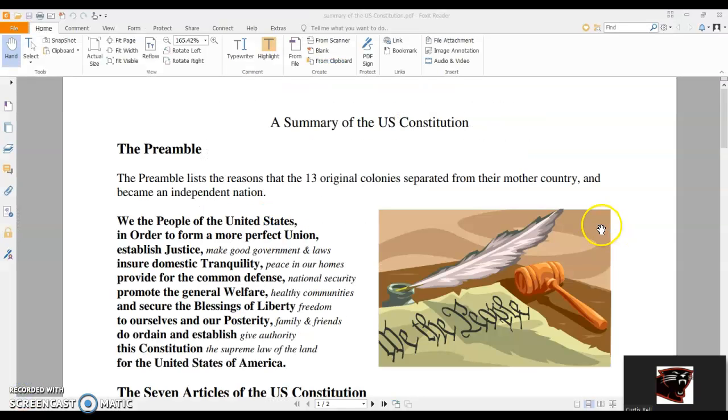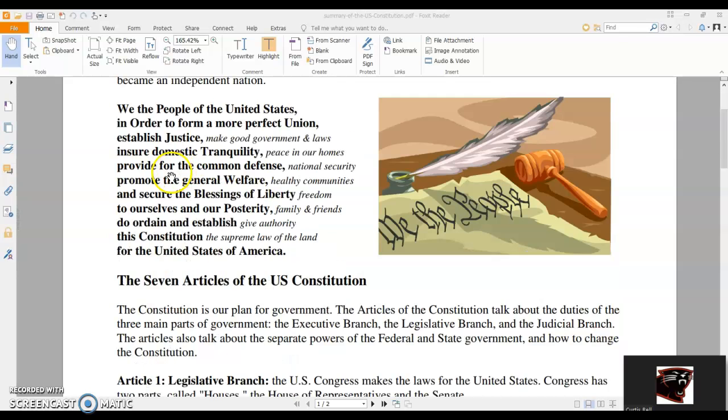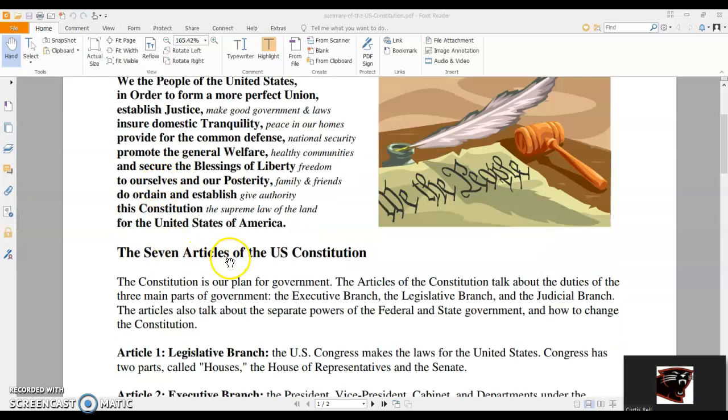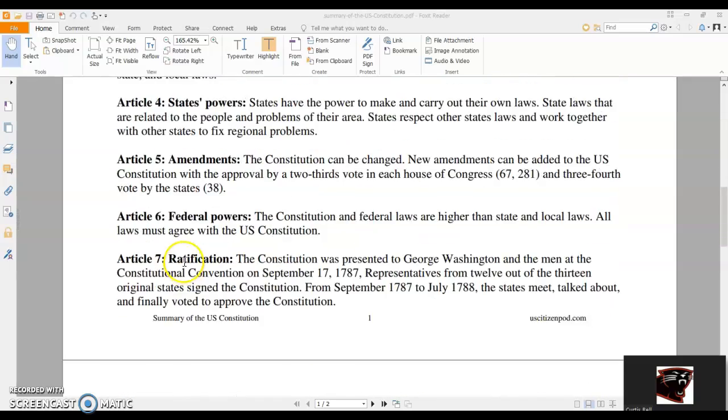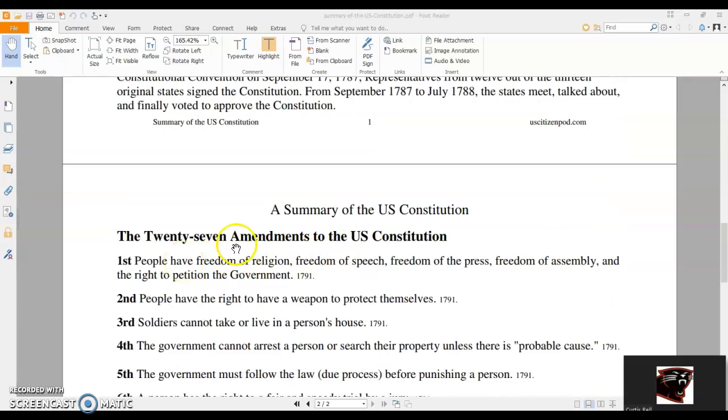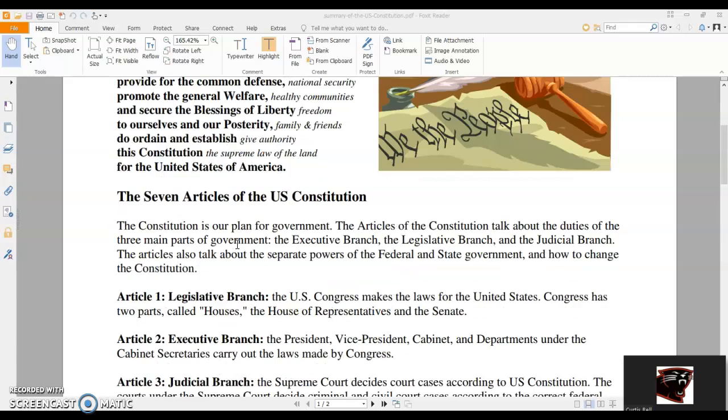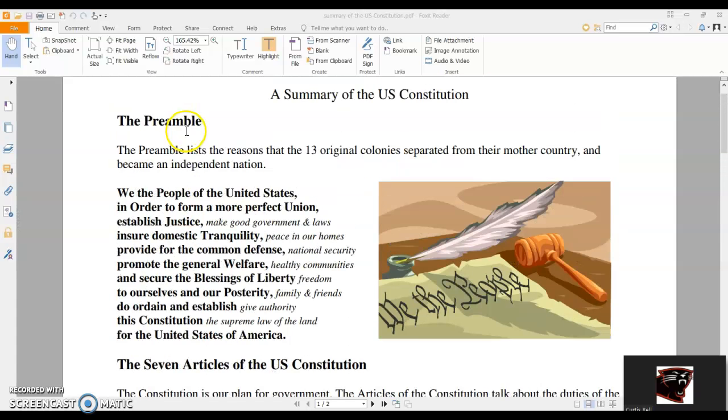So back to the Constitution. The Constitution is broken up into 3 parts. You have the preamble, you have the articles, and you have the amendments. Now, the preamble is pretty much the introduction and the purpose of the Constitution, and it starts off with "We the People." So pause the video and make sure you read this because it will help you to do the assignment.